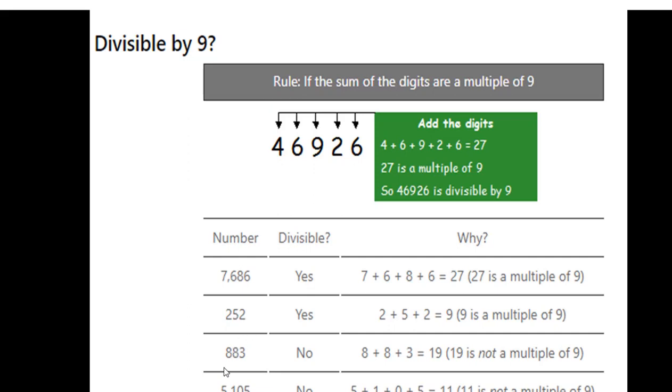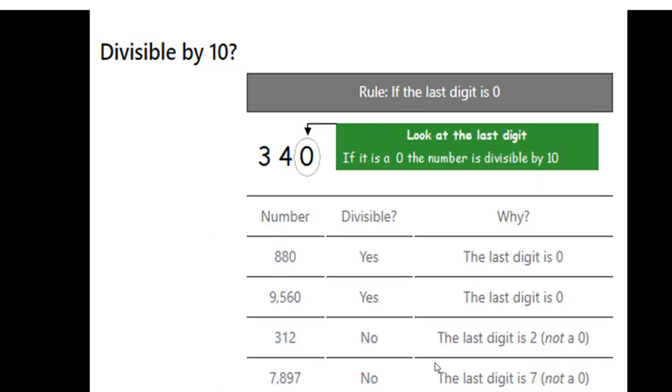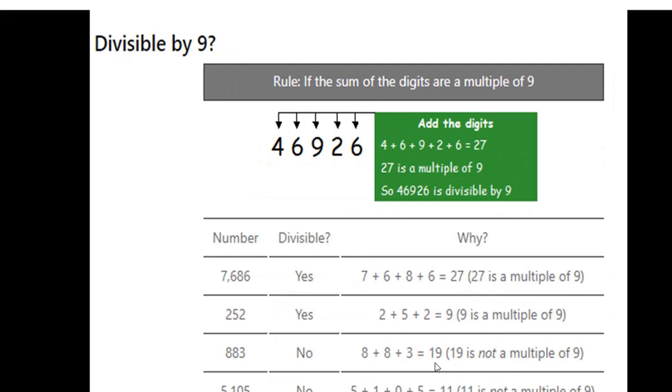The next example, 883. So 8 plus 8 plus 3 is equal to 19. 19 is not a multiple of 9, so the number is not divisible by 9. Then 5,105. The sum of the digits is 11. So 11 is not a multiple of 9, so the number 5,105 is not divisible by 9.